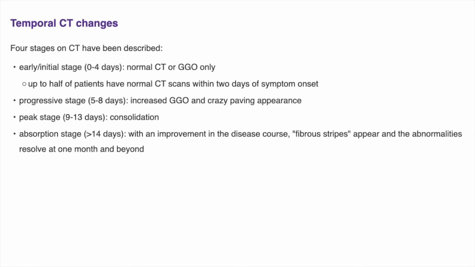And the absorption stage is after 2 weeks, if the patient survives. We have improvement in the disease course. We want to see these fibrous stripes, which can lead to some bronchial dilatations because of fibrosis. And the abnormalities resolve at 1 month and beyond. But you have to be very careful.